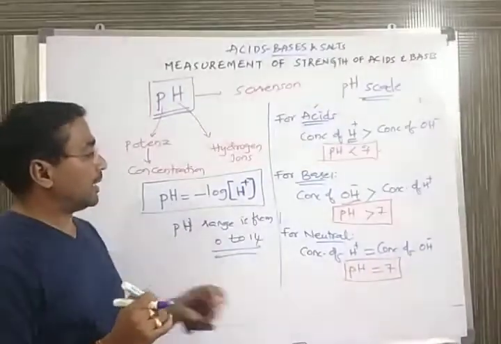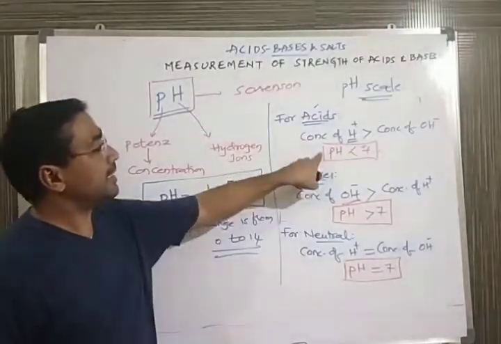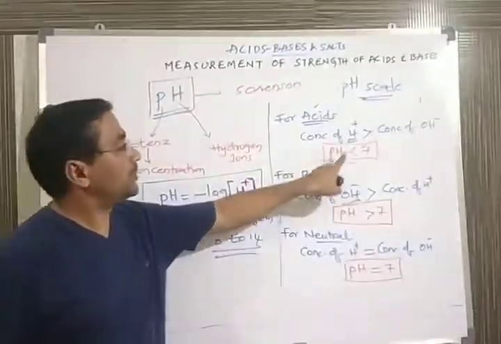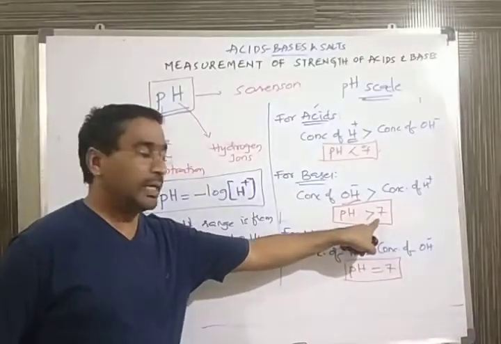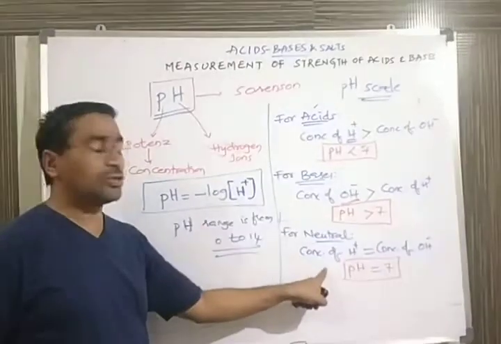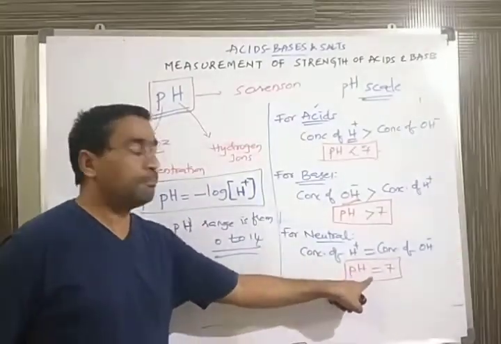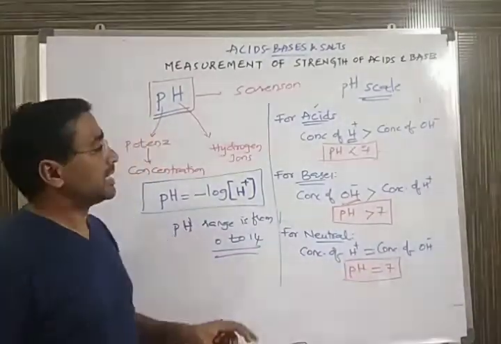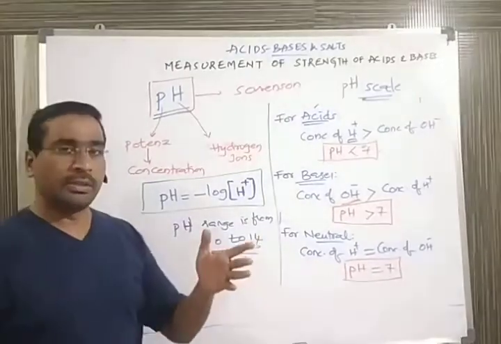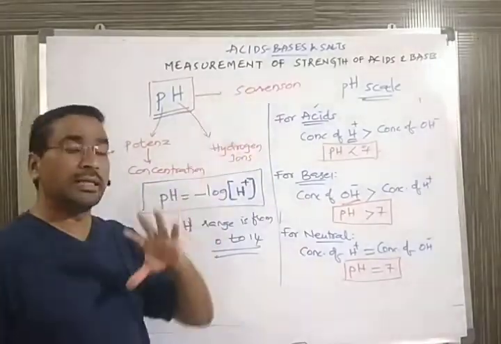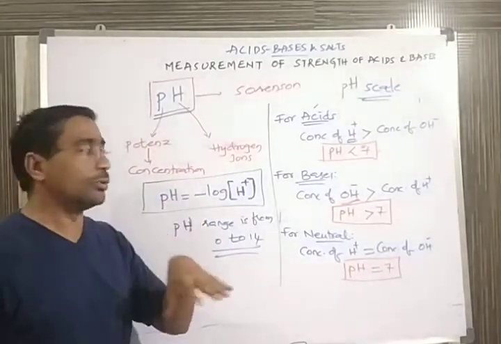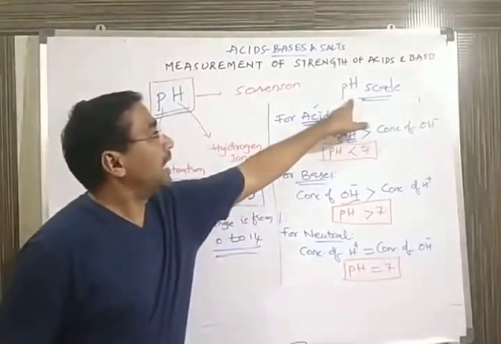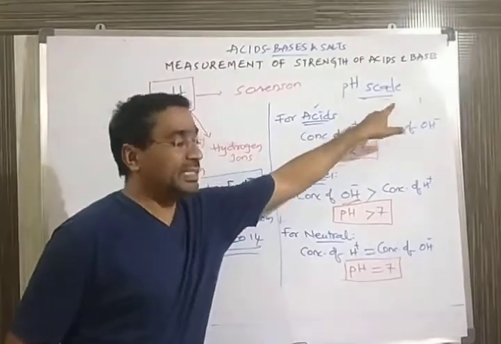Okay, so that's why we say that acids will contain a pH value less than 7, bases will contain a pH value greater than 7, and neutral solutions will have a pH equal to 7. So, summarizing all the values, Sorensen, after doing the pH value calculations for all the solutions, summarized them and put them together in the form of a scale.